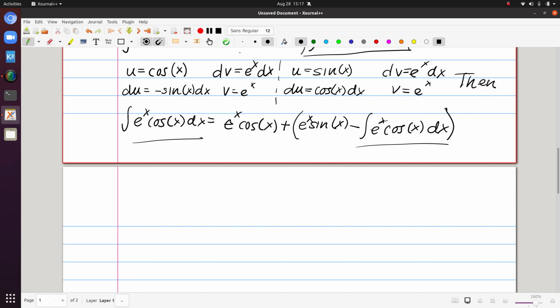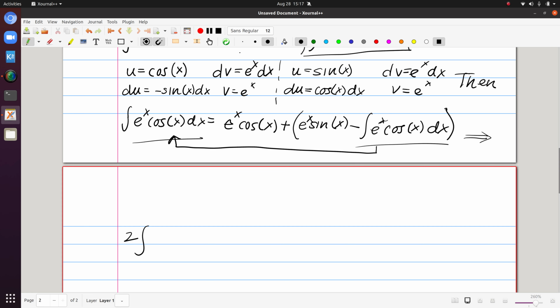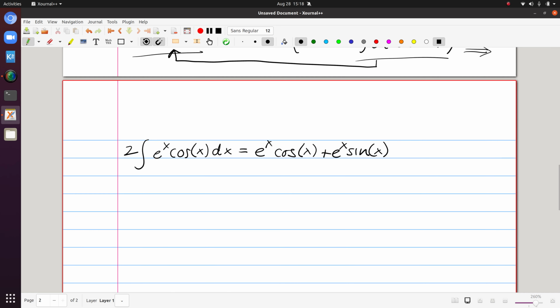So what I want to do is isolate that unknown, and I can do that by adding the one on the right over to the left-hand side. So notice that that implies that twice the integral we're trying to evaluate is now equal to e to the x cosine x plus e to the x sine x. So I can simply divide both sides by 2 to isolate this.